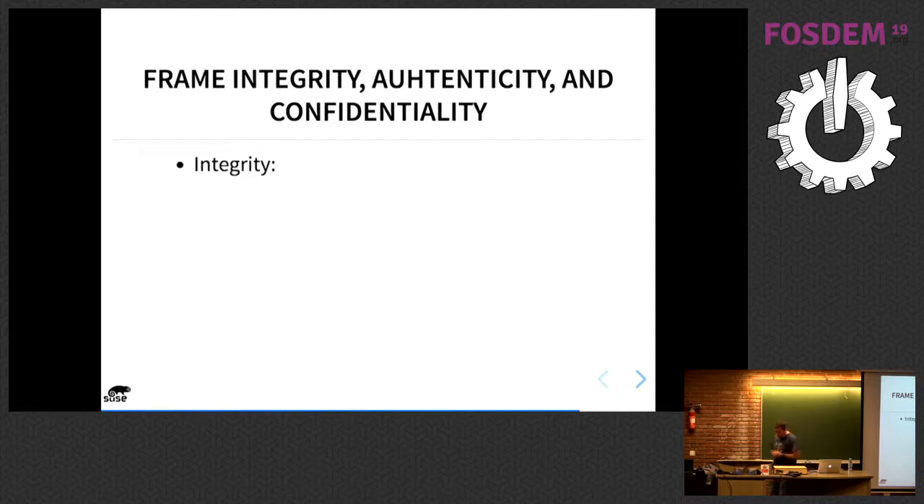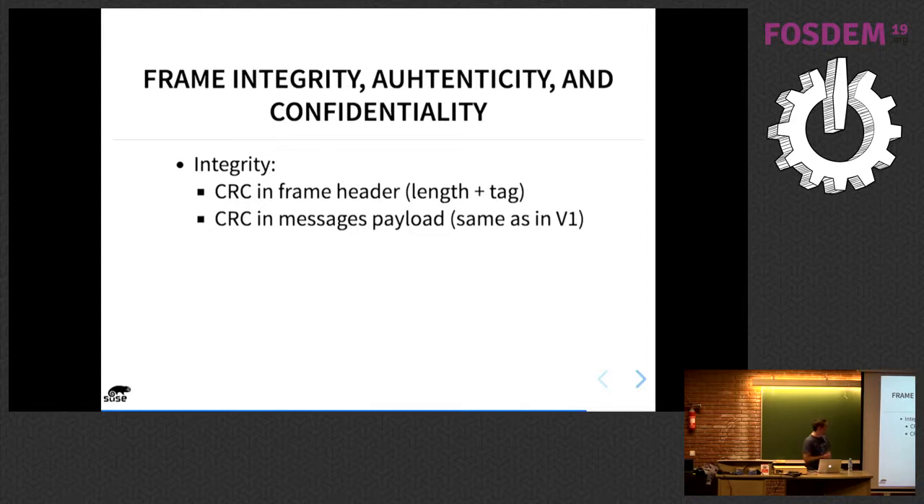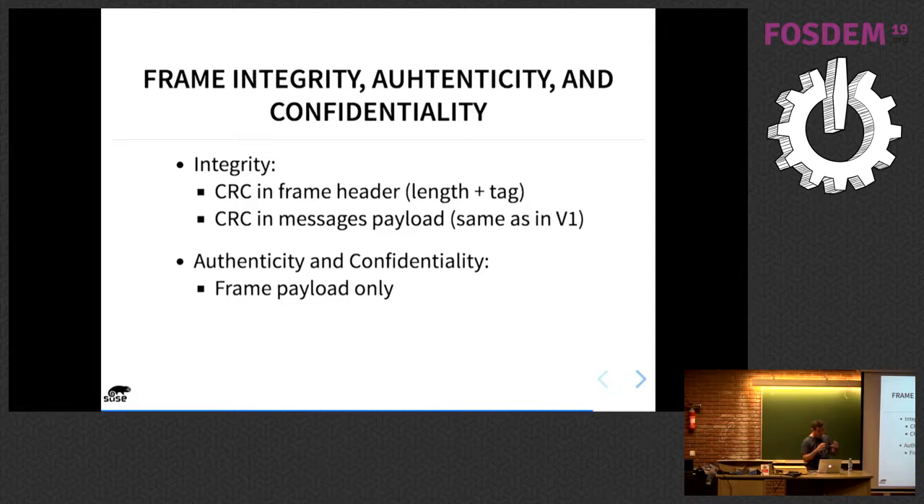In this protocol we give the guarantee for integrity, authenticity, and confidentiality on the messages using the new on-wire encryption feature. Integrity is given by CRCs in the frame header, and also CRCs in the message payload. Authenticity and confidentiality you only get for the payload of a frame, so the frame length and the frame tag are not signed or encrypted.